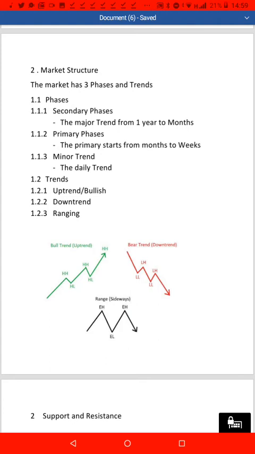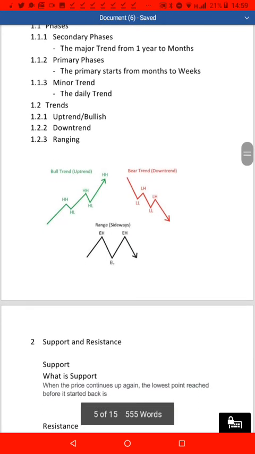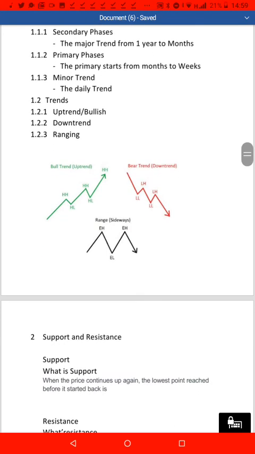So the secondary phase dictates what happened in the primary. The primary dictates what happened in the minor trend. So the primary trend reacts to the actions of the secondary trend, just like I've just said, that the secondary phase dictates what's happening in the primary. That's why the primary will react. The primary starts from months to weeks.